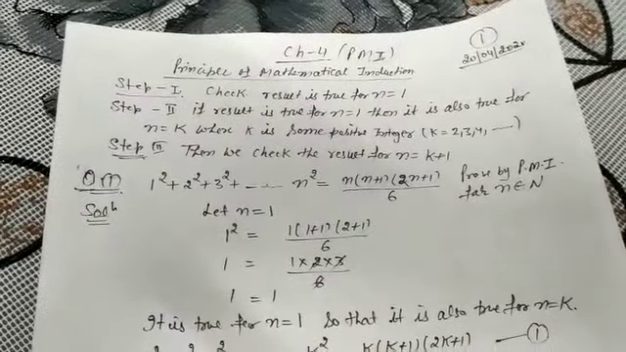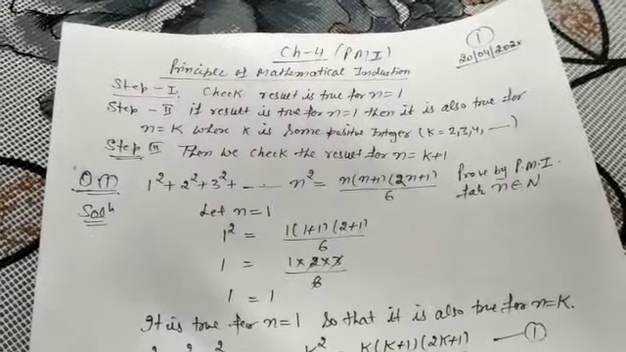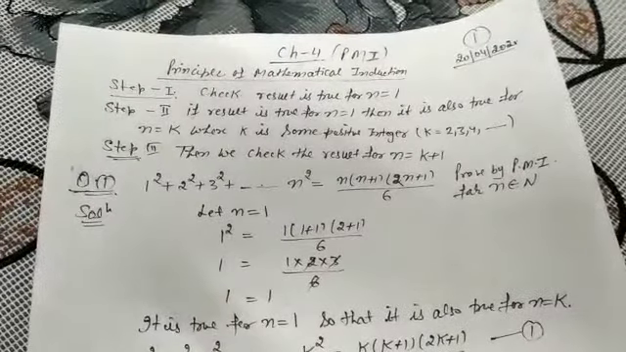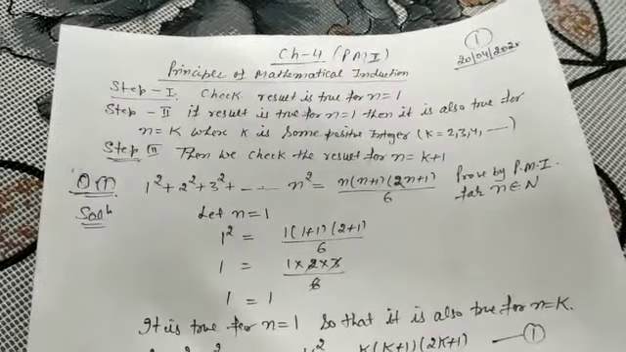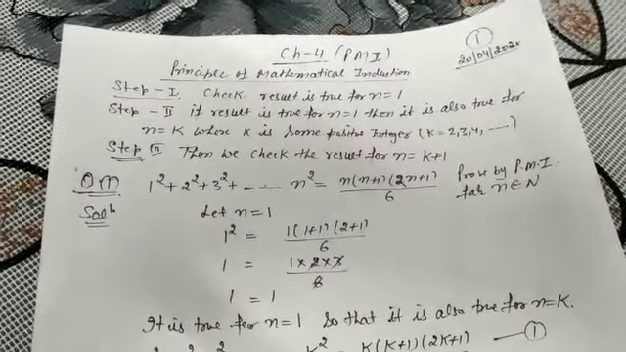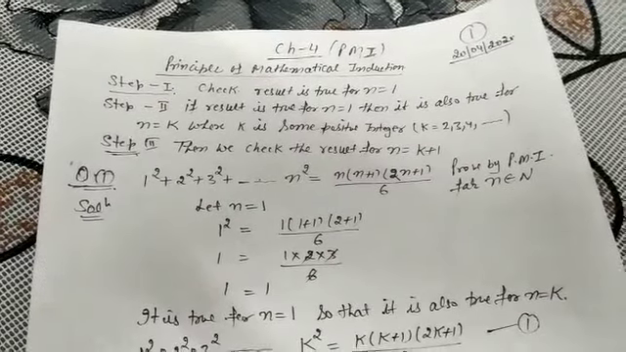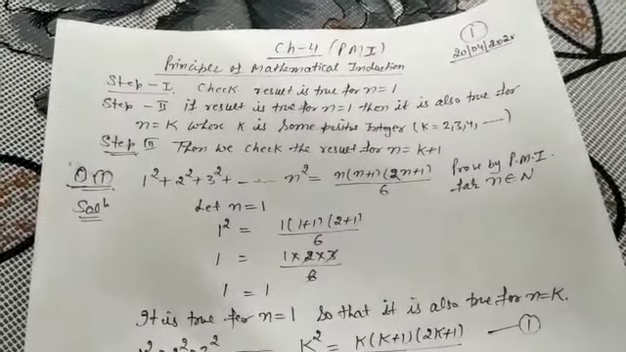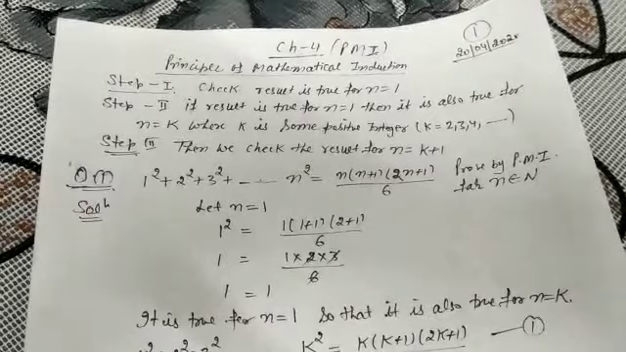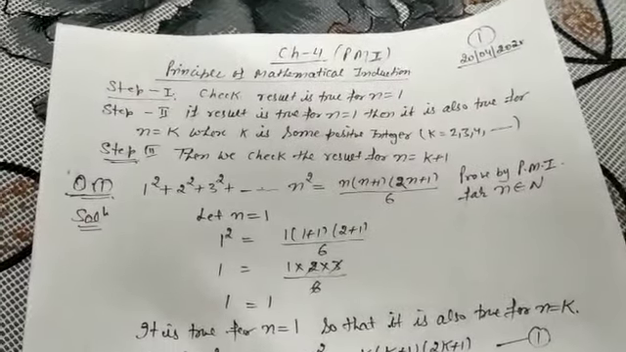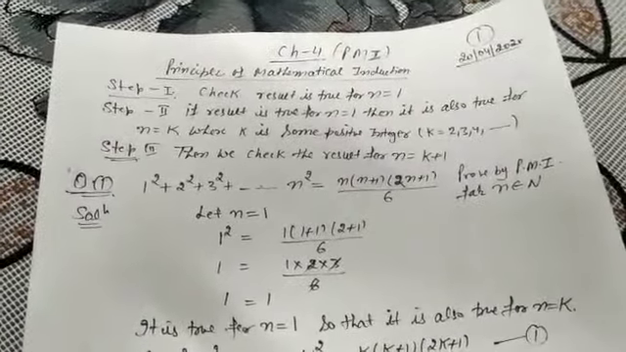As you studied in class 11th, for the AP 1 plus 2 plus 3 up to n, the result is directly calculated by the formula n into n plus 1 divided by 2. Similarly, PMI helps us to calculate the direct formula for that one. This question can be done with the help of 3 steps.